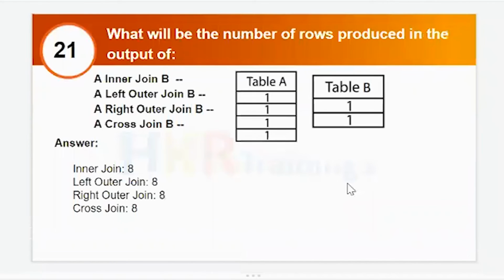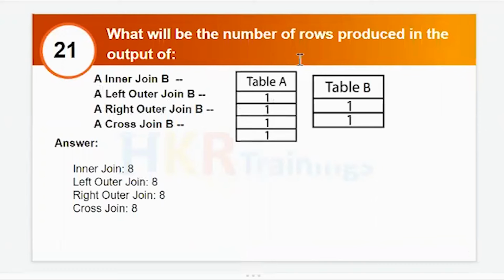Okay. Moving on to the next question. What will be the number of rows produced in the output of A inner join B, A left outer join B, A right outer join B, and A cross join B? A very, very important question, because this is how the interviewer is trying to understand whether you are aware of joins or not. And even if you are aware of joins, do you actually understand how the join works? This is the best example of it.